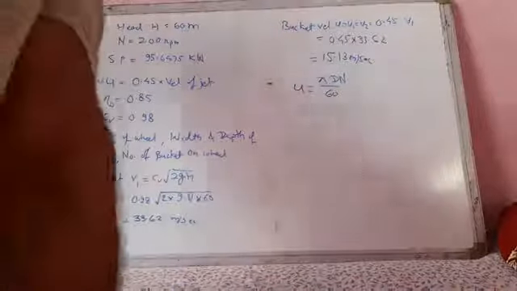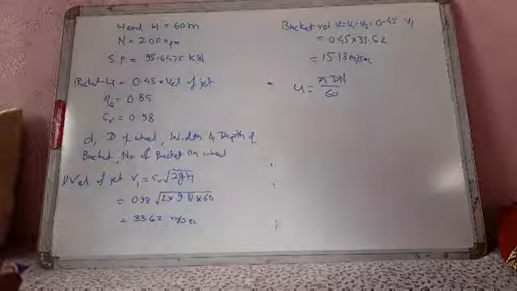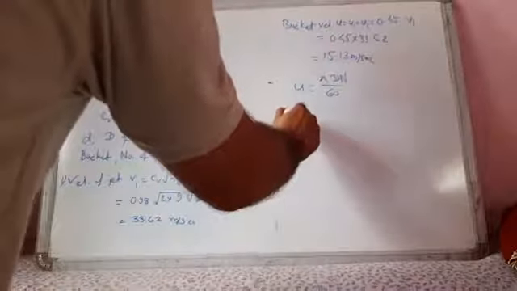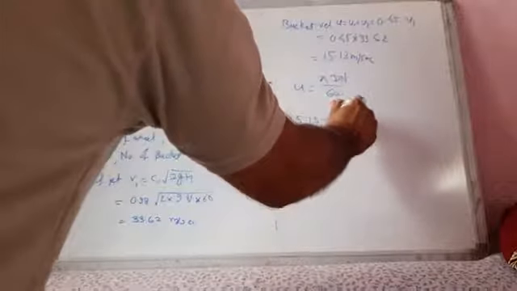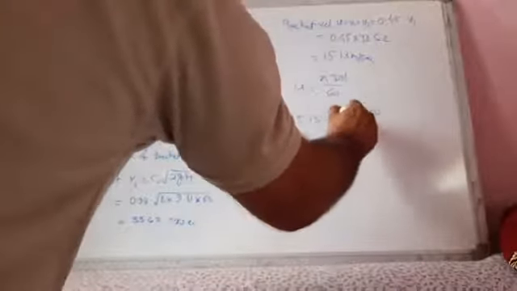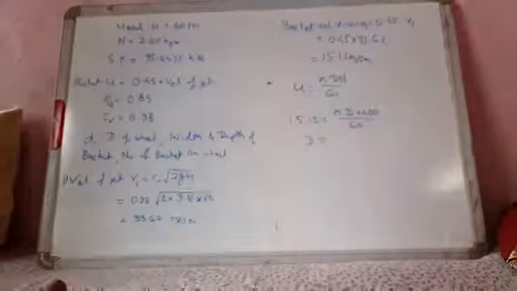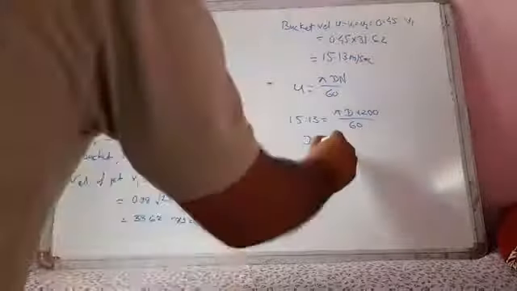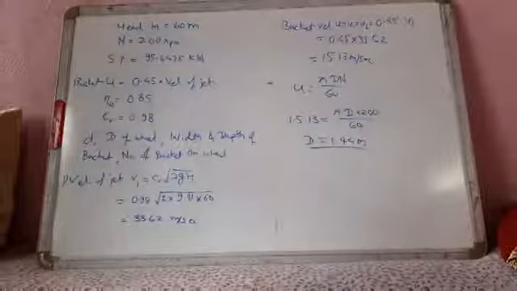But as we know, u equal to pi D N by 60. Putting the values here, we find out the diameter of wheel. 15.13 equal to pi D, N is 200 by 60, so D equal to 1.44 meter. This is one of the answers.